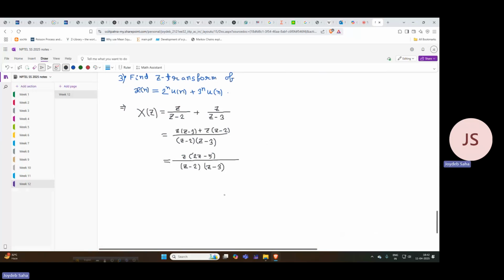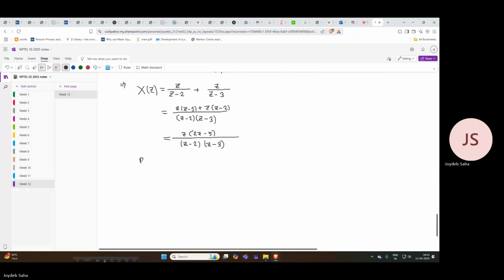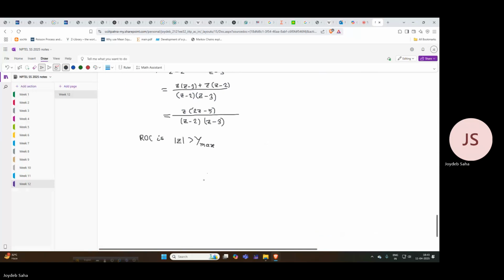Fine. So what is the ROC? ROC is mod z greater than gamma max. So gamma max is 3.